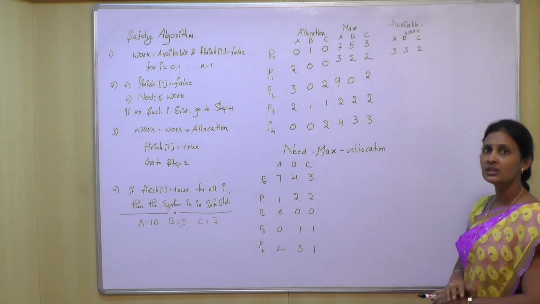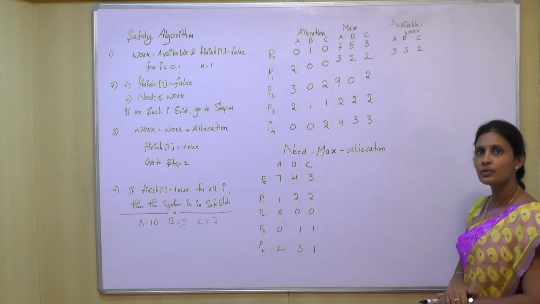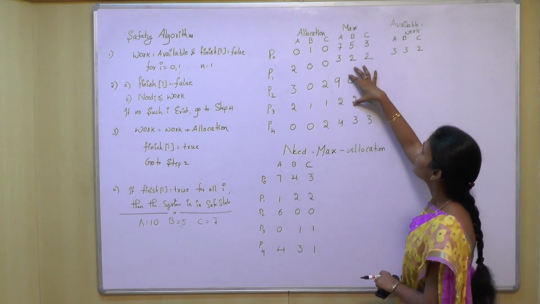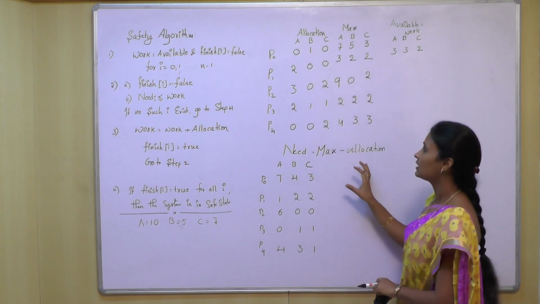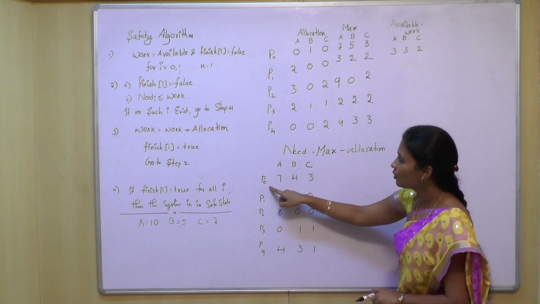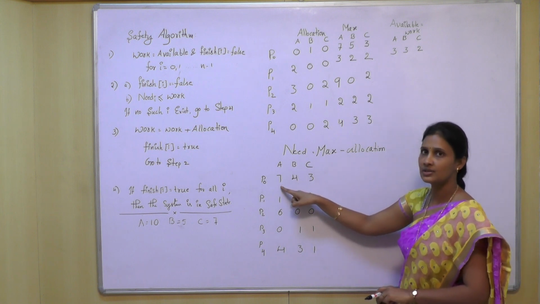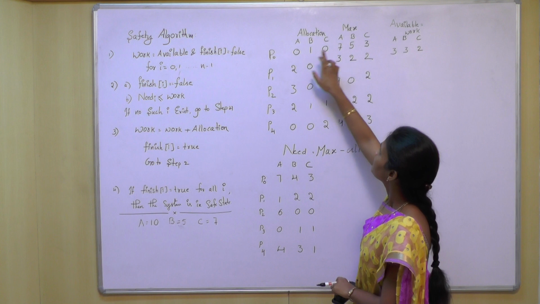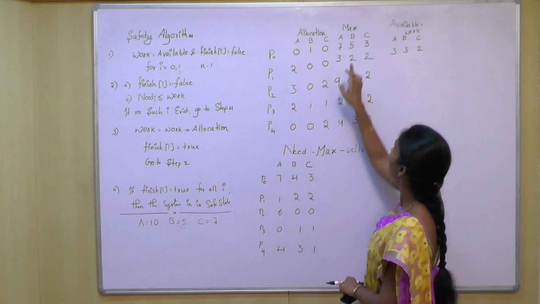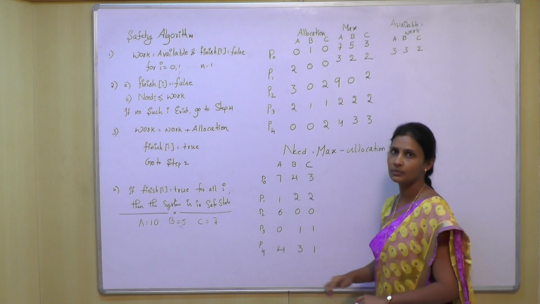Now we need to know the need of each and every process. How will we get the need of the process? The need of the process is given by the maximum demand of each process minus the allocated resources. For the process P0, for resource type A, the need is 7 instances, that is 7 minus 0 is 7, 5 minus 1 is 4, and 3 minus 0 is 3. Like that, for every process we have given here.